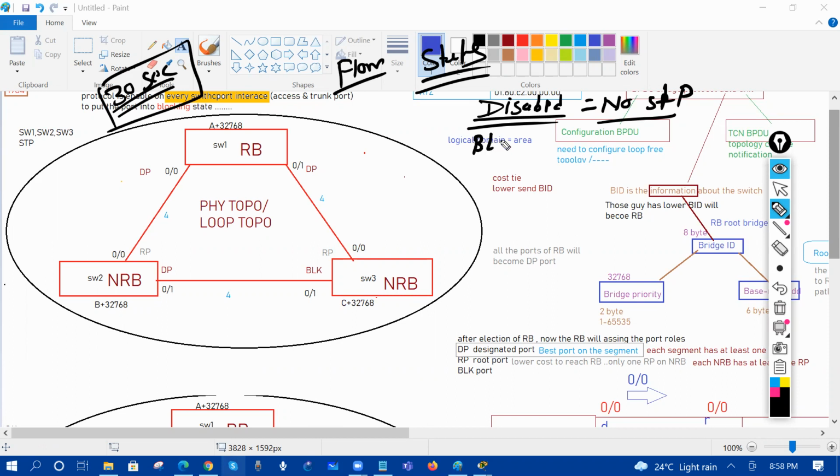Blocking means what? Right now this interface is down, right? Once I bring this interface up, just for a few milliseconds, I'm talking about milliseconds, not seconds, this interface will move into the blocking state just to see is there any loop or not. Just for a few milliseconds, nothing else. Just for a few milliseconds, I will move into the blocking state.